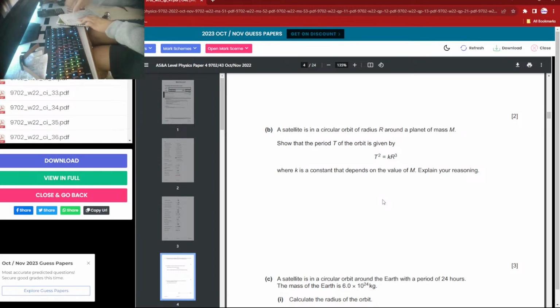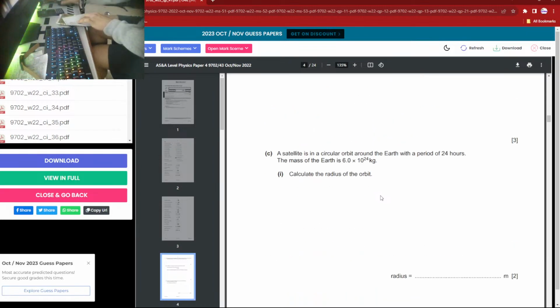Now move the T over to the other side, so you have T squared, but you move the GM to the other side as well, equals 4 pi squared over GM r cubed. So k would be 4 pi squared over GM, which means that k is dependent on M already. That's it. Because you have to write it down, of course. Don't just leave it at T squared equals 4 pi squared over GM r cubed. You have to substitute it and leave it as T squared equals k r cubed.